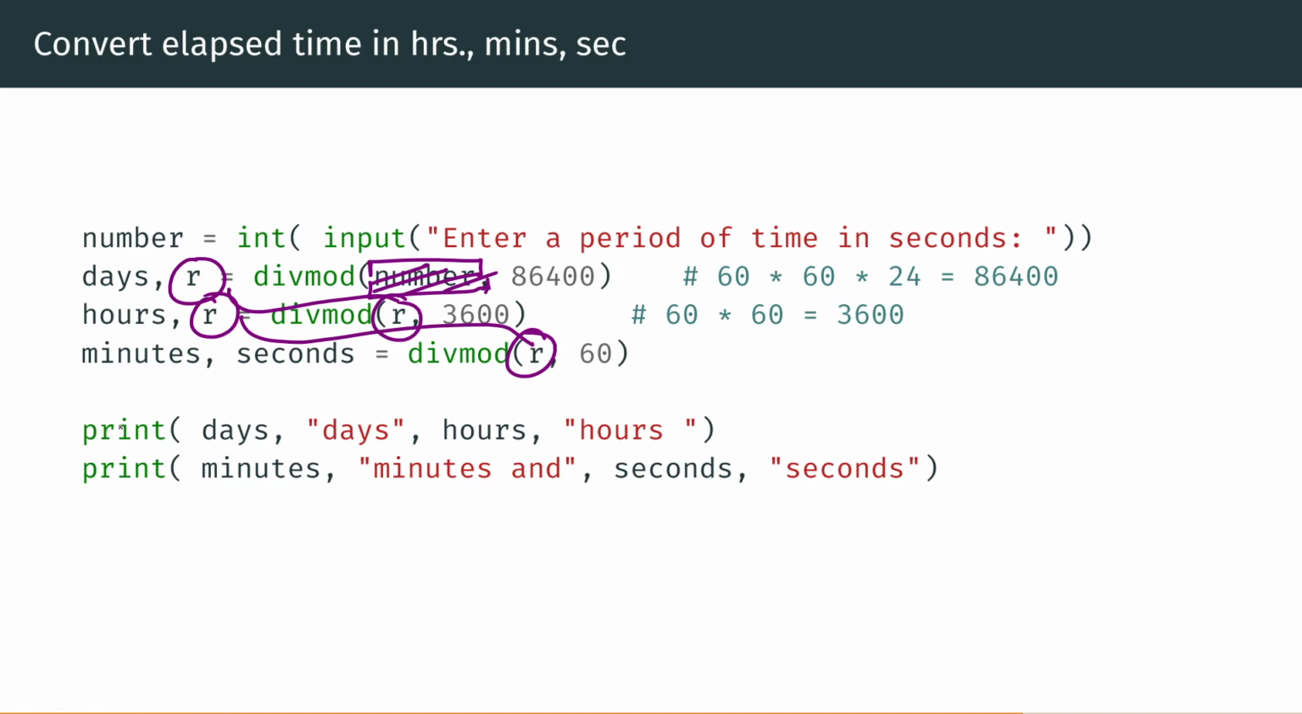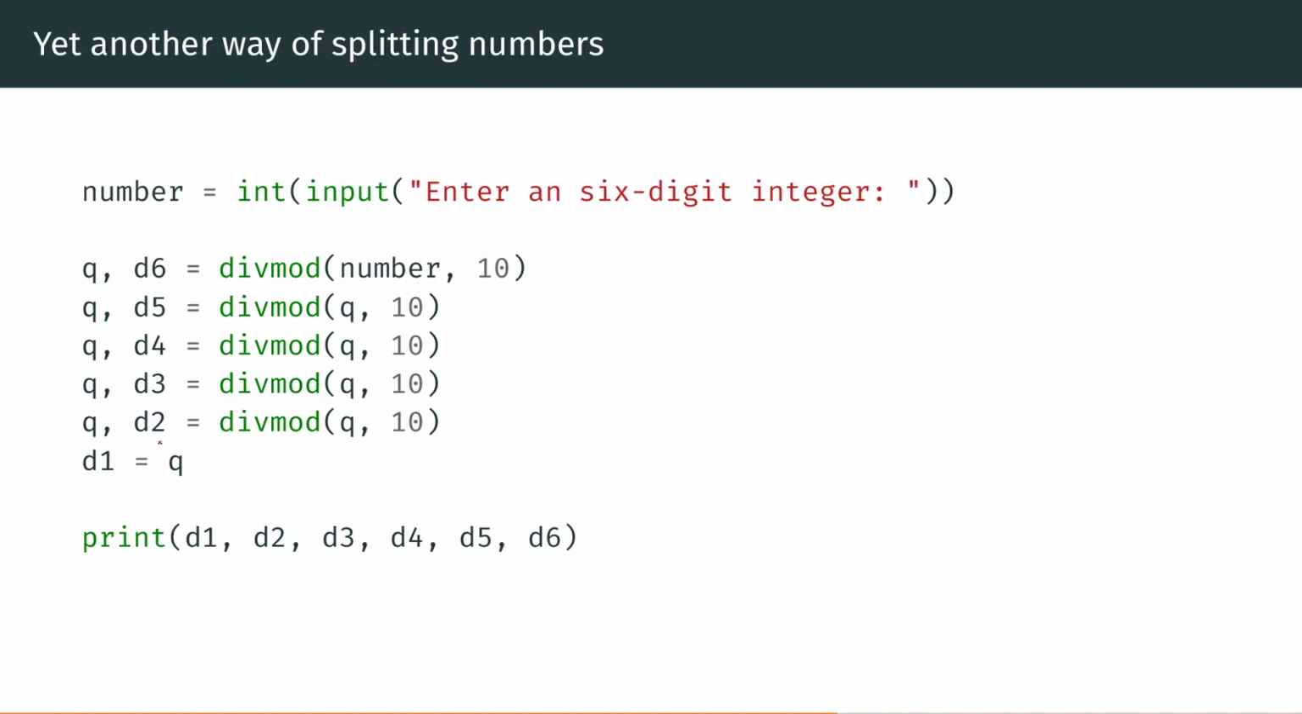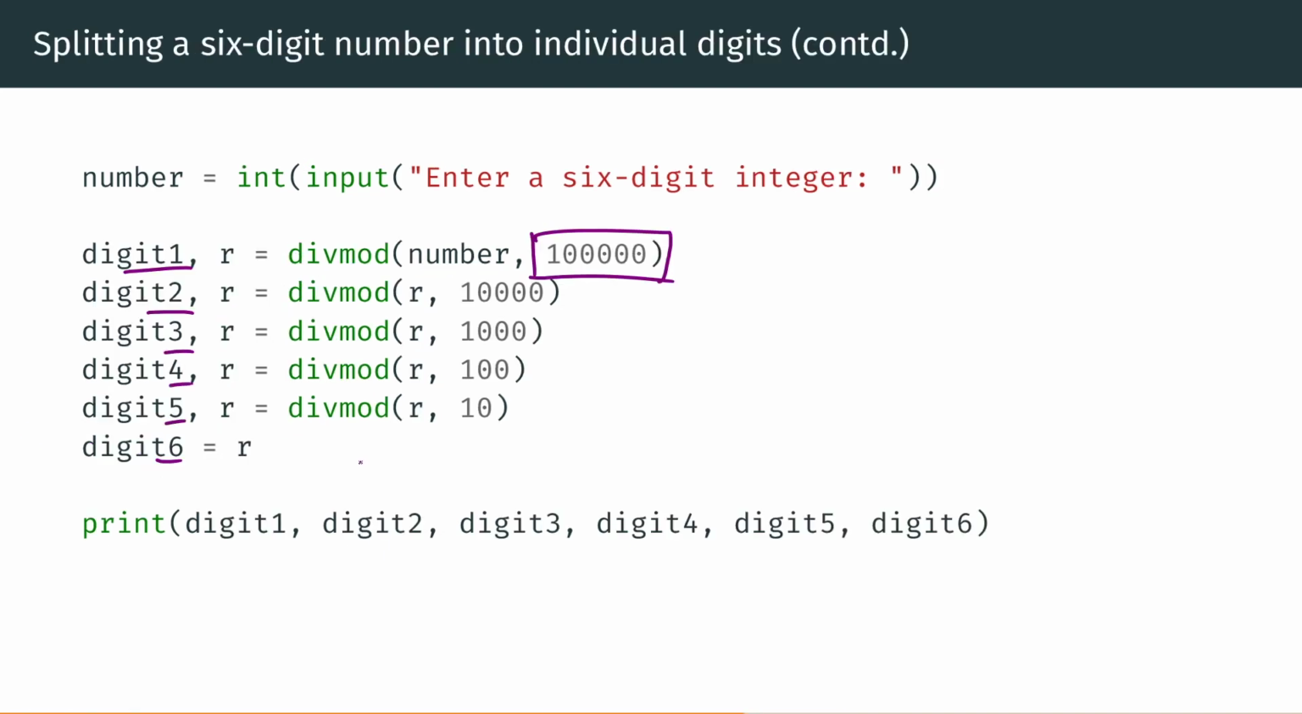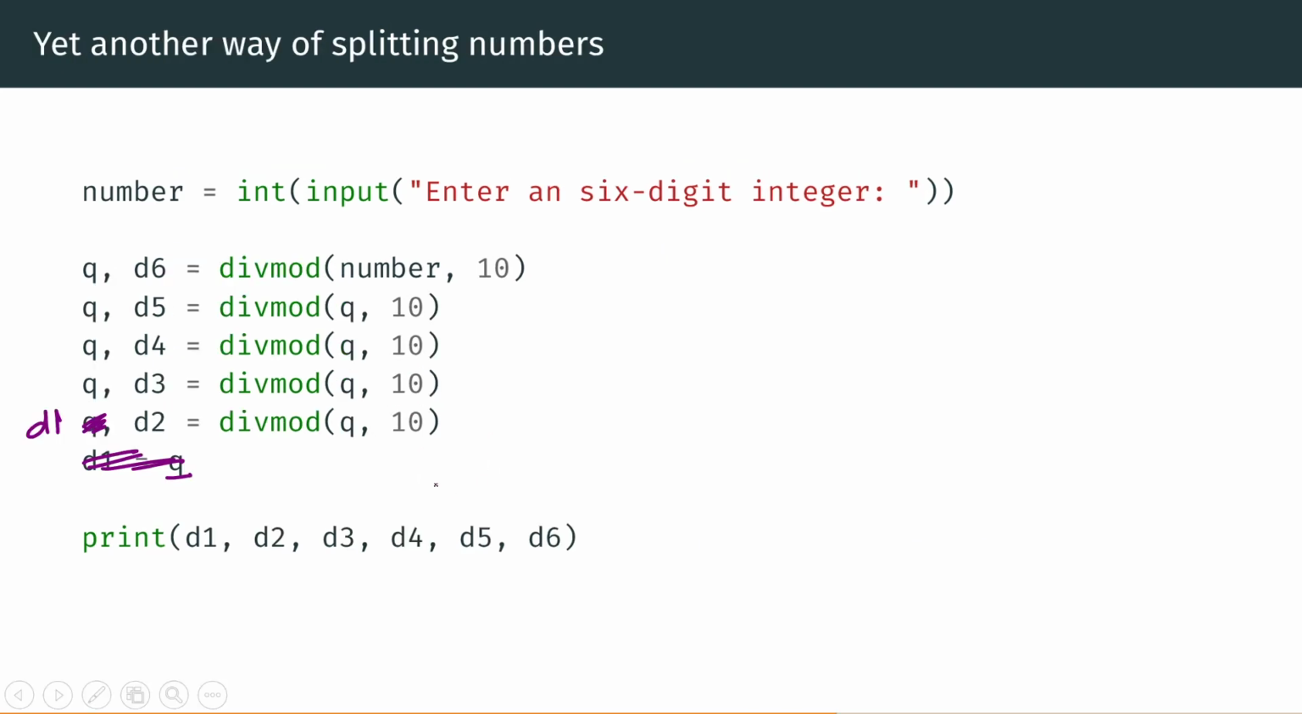And finally, the last divmod calculation would give you two useful answers, the minutes and seconds. Same as before, same as here. Essentially, this is D1 and D2. The last divmod will always give you two answers. Same as here, this could have been written as, instead of digit 6 equals R, I could have said digit 5 and then digit 6. So the last divmod gives you two answers. Just remember that.